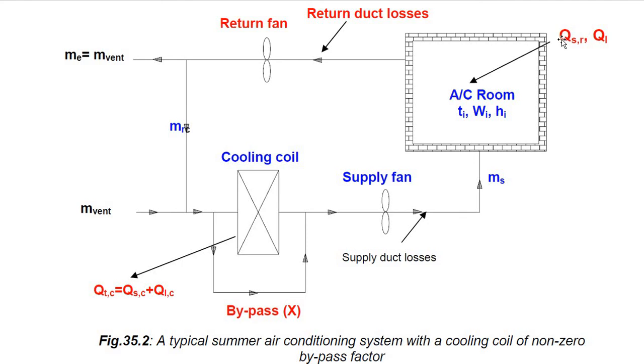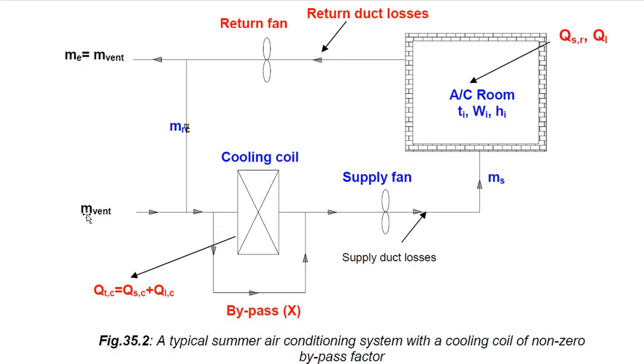This is the total external loading. External loading will be due to sunlight, solar radiation, due to infiltration of air, and due to some other additional loads. This is the room sensible heat load and room latent heat load. Now, this is our cooling coil. This cooling coil is responsible for the cooling and dehumidification of air.